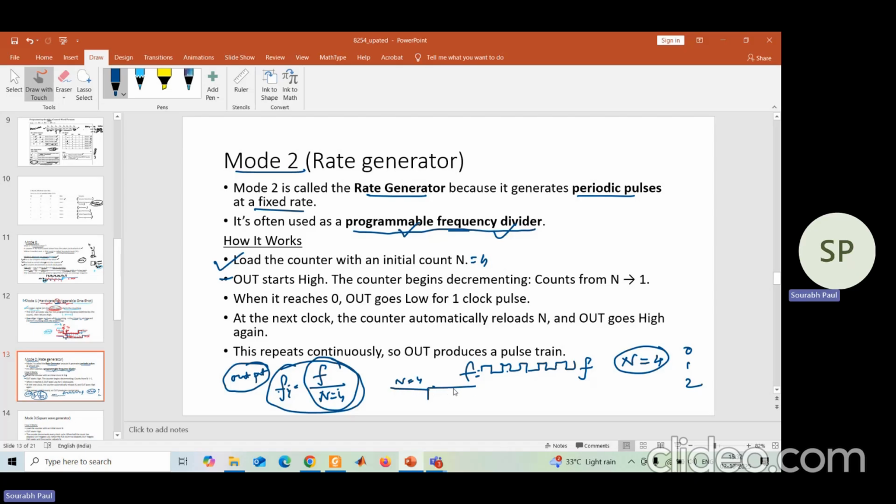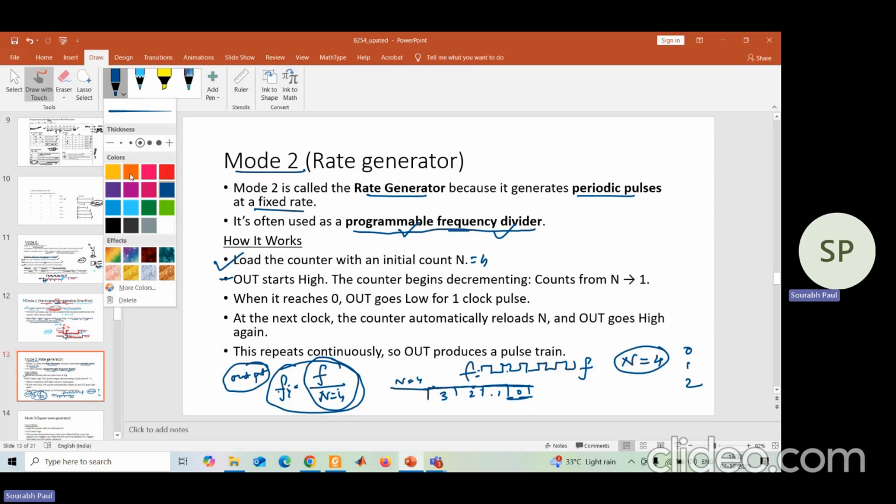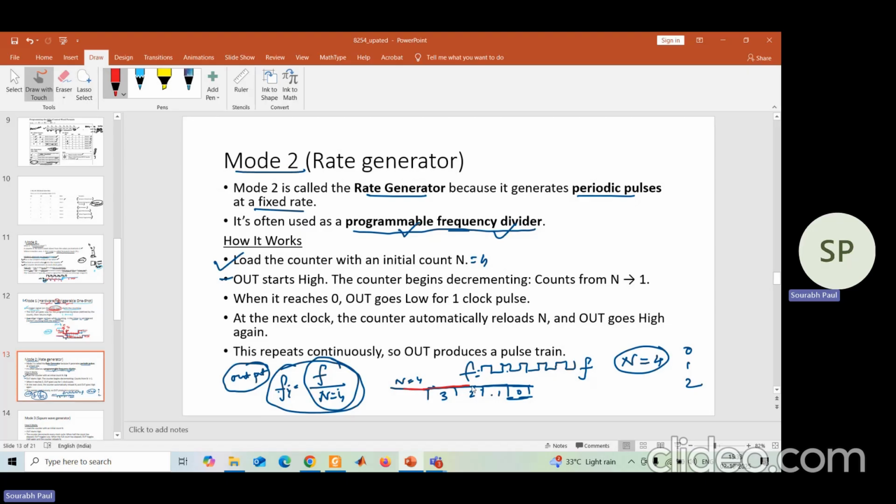Then what will happen? 3, 2, 1, 0. These are the count values 3, 2, 1, 0. And in this duration, it will remain high as it is. Okay. And when will it go low? It will go low in the last pulse. Last pulse means when you reach the 0 state, at that time it will be low. So what I am trying to say is, the signal will be this shape.